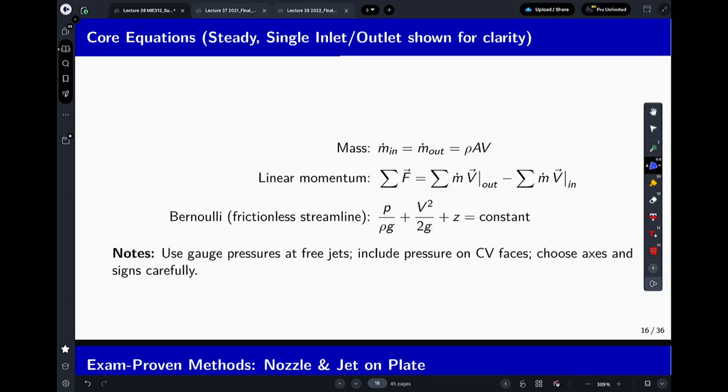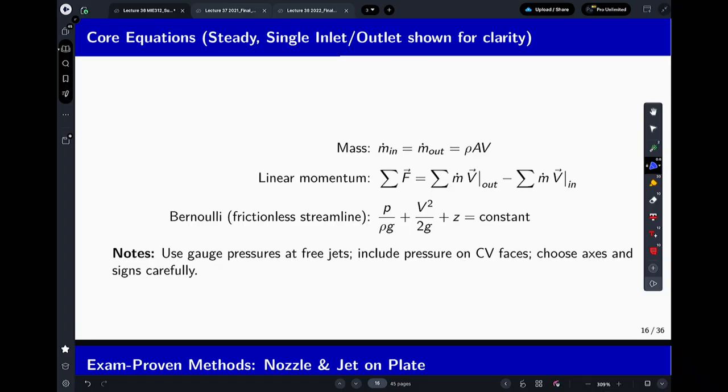Mass in equals mass out. And that's been sort of the fundamental equation that you've dealt with in the course. It's rho A V. And so you've seen it in a number of different cases. On the last midterm, you had the case where you had the nozzle with things sort of rotating around. You also had to think a little bit about that when you looked at the momentum equation because it depended on direction. Bernoulli equation, that was also on the last exam.